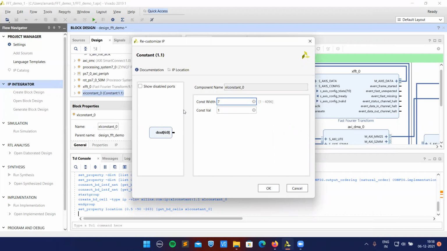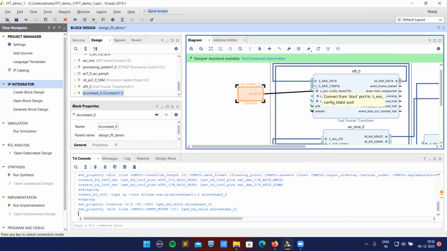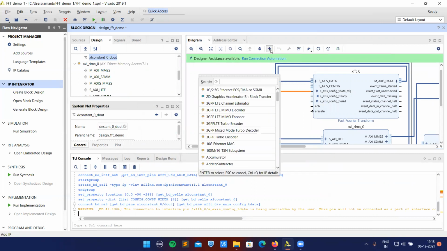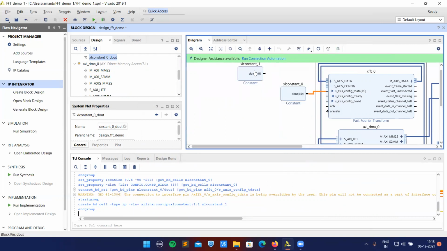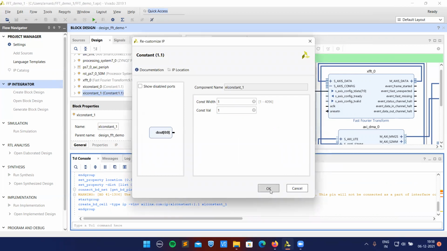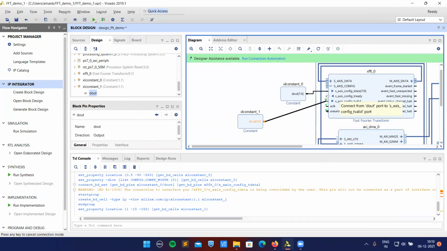Not 7, sorry, my mistake. I apologize. The constant width is 8, because the S_AXIS_CONFIG_TDATA is 7 down to 0, which is 8 bits. And we are going to connect it like this, and we are going to add one more constant for the TVALID. It's a single bit, and the constant value is 1. So we are going to add this right over here.